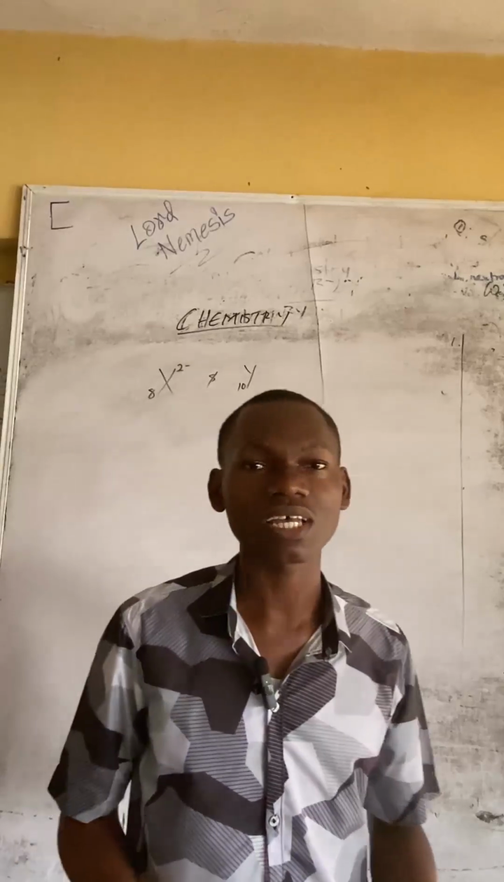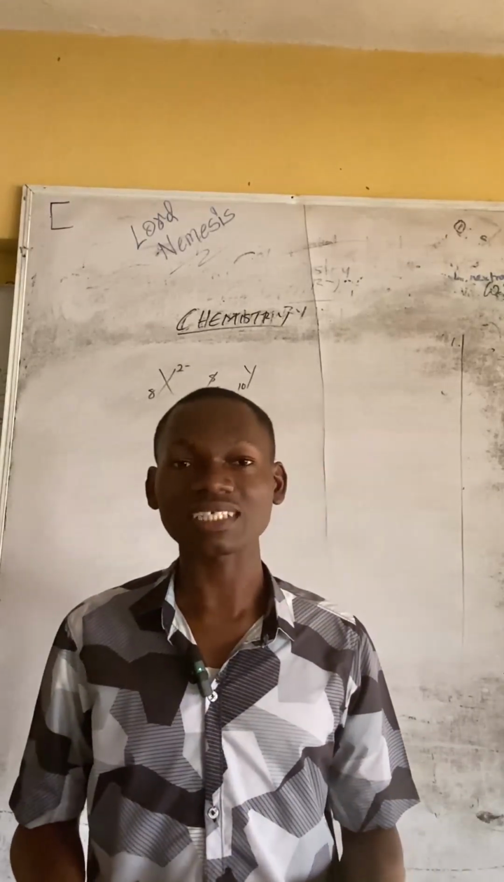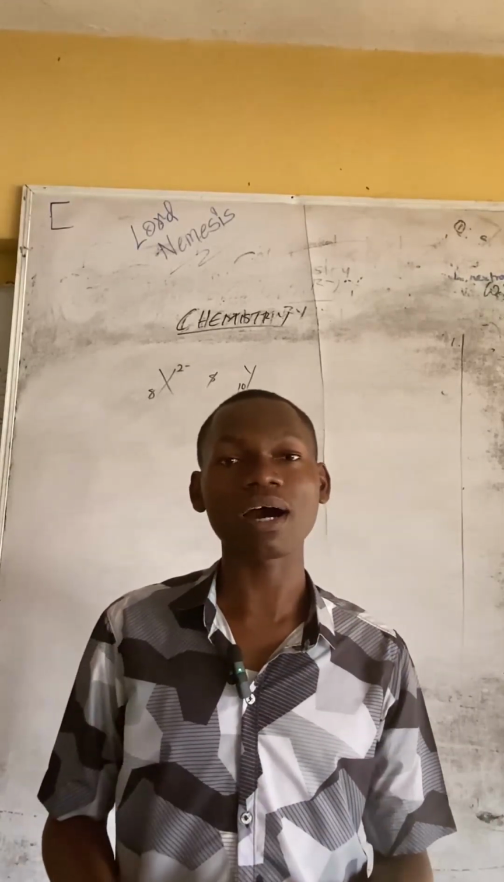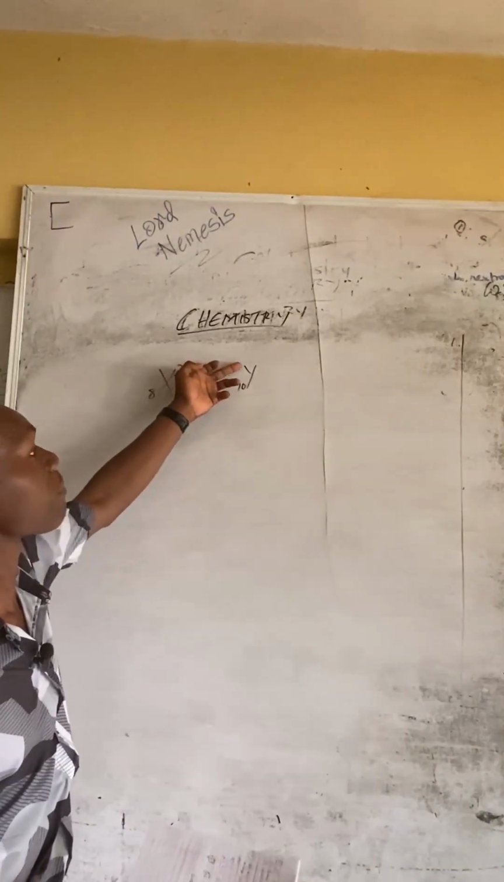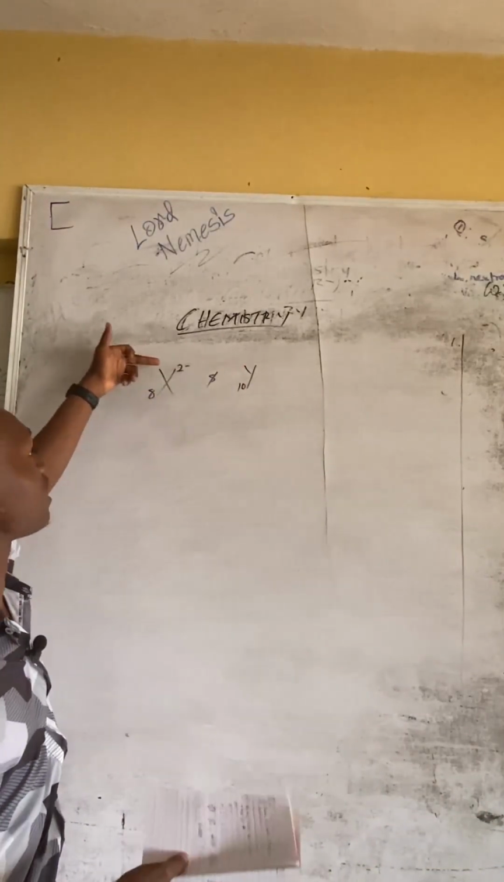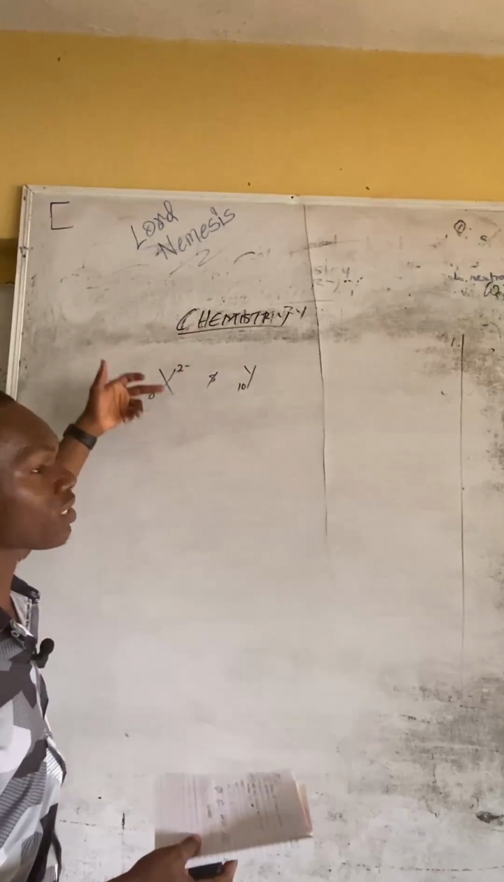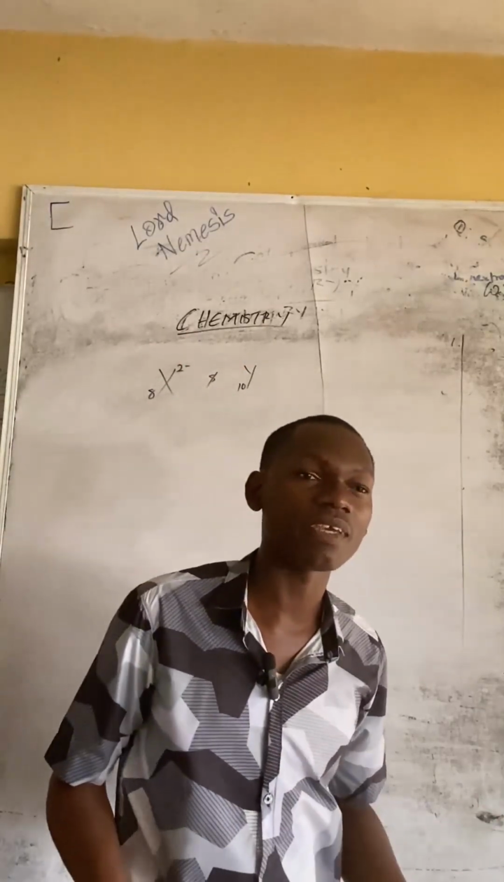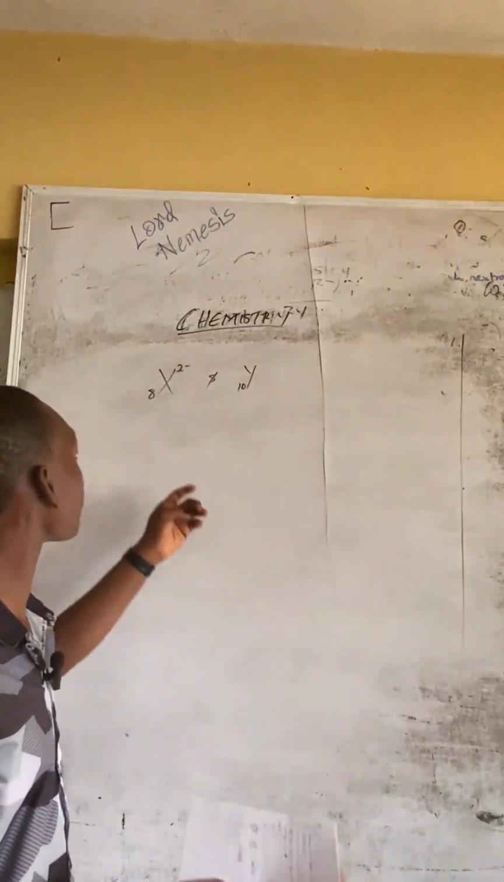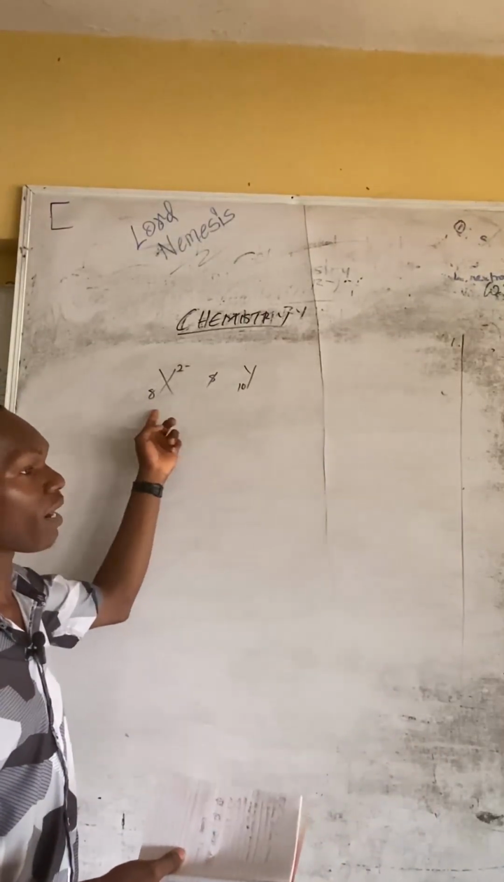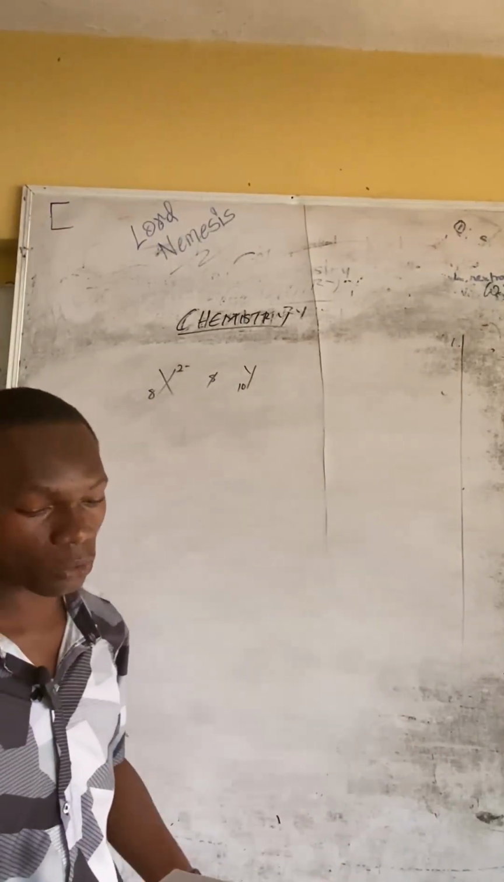For option B, we are asked if they are isotopes. Isotopes are atoms that have the same atomic number but different mass numbers. You can see we are not given the mass numbers. Mass numbers of isotopes are always written at this corner here. We are not given the mass number, so we cannot tell if they are isotopes of each other. And also, they don't even have the same atomic number, so they are not isotopes of each other.